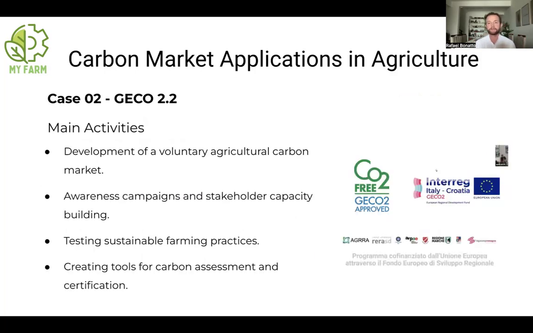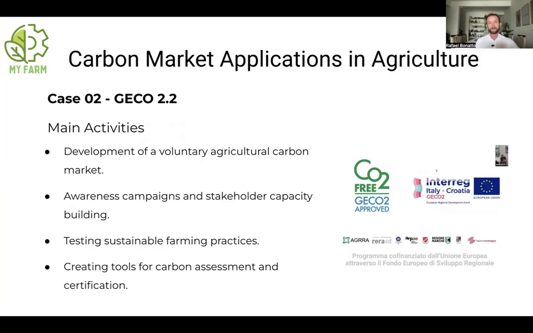The main activity of GECO 2.2 is to develop a voluntary agriculture carbon market, the VCM, that's what I'm talking about. And how do they do that? By awareness campaigns and stakeholder capacity building, helping each of the farmers. They have these field days, going to the farmers, helping them implement the practices, watching and monitoring to understand the results so they can spread these practices to other areas, okay? That's why they call it awareness campaign and stakeholder capacity building. Capacity building is something very present in any successful project, and this wouldn't be different here.